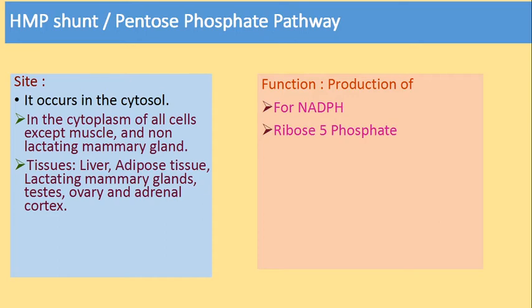So the biomedical importance of this pathway is that it is an alternative route for the metabolism of glucose, and it does not generate any ATP, but it has two major functions. It helps in the formation of NADPH, which is mainly required for the synthesis of fatty acids and steroids. It helps in the synthesis of ribose for nucleotide and nucleic acid formation.